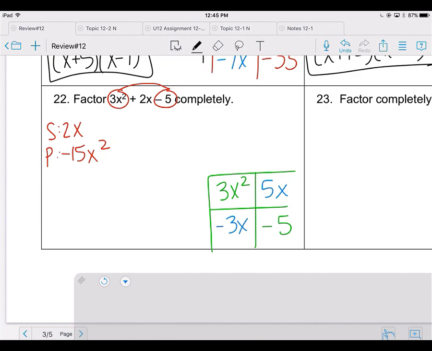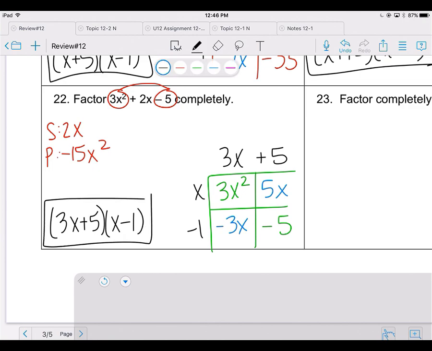So we're doing the exact same thing, but this time because we have a number in front, we're going to need a GCF somewhere that's more than just an x. So 3x squared and negative 3x share a 3 and an x. 5x and negative 5 share a 5. 3x squared and 5x share an x. Negative 3x and negative 5 share a negative 1. So my factors are 3x plus 5 and x minus 1.